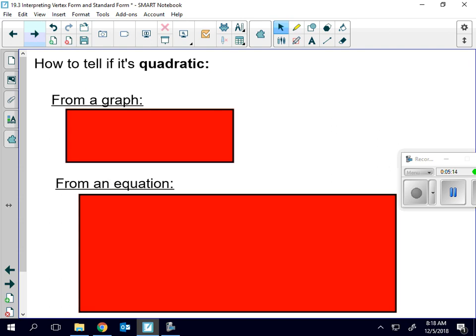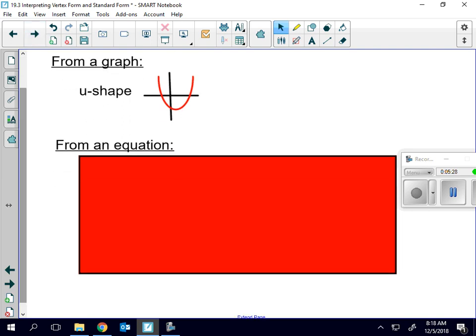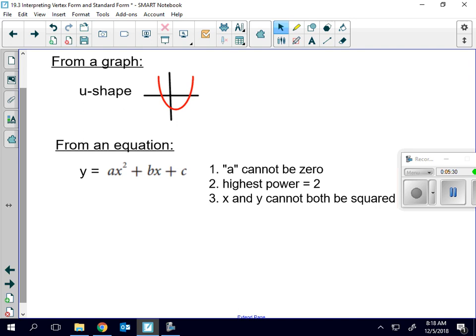And of course, this should go in your notes, how to tell if something is quadratic. From a graph, you should have that U shape. You can pause the video if you need to. And from an equation, we want a to not be 0 because we want the x squared term here. We want x squared, so the highest power must be 2, and you cannot have both being squared. In fact, we're going to take a look at that in a minute. So pause that if you need to.